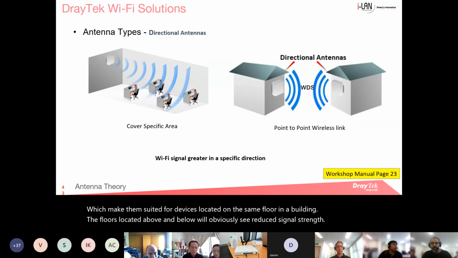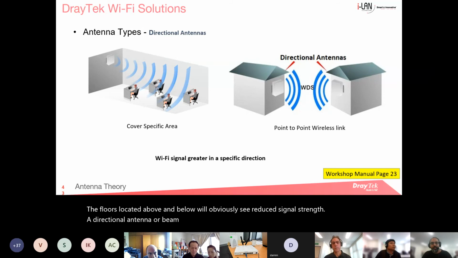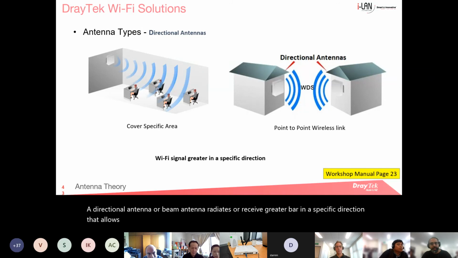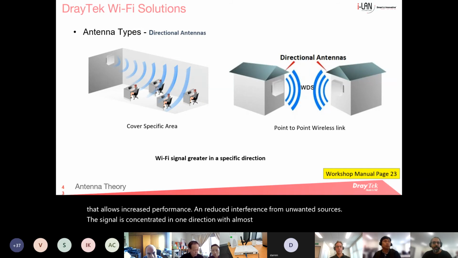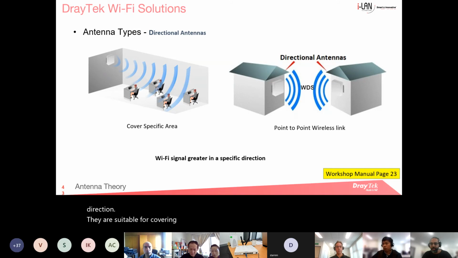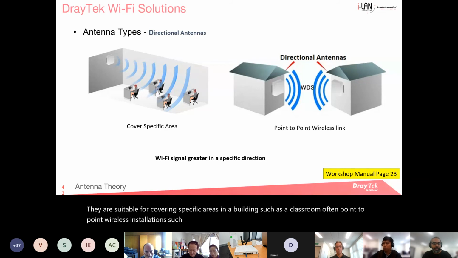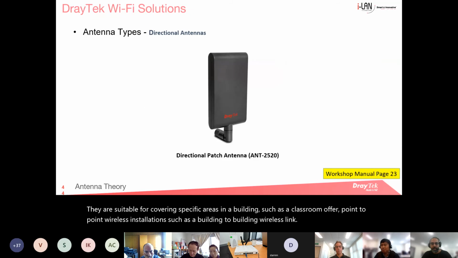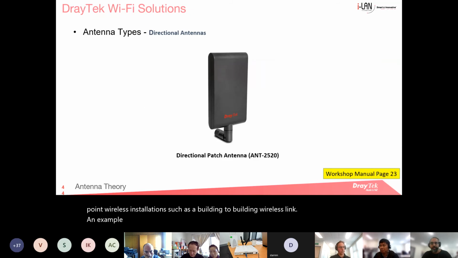A directional antenna or beam antenna radiates or receives greater power in a specific direction that allows increased performance and reduced interference from unwanted sources. The signal is concentrated in one direction with almost no signal behind it in the opposite direction. They are suitable for covering specific areas in a building such as a classroom, or for point-to-point wireless installations such as a building-to-building wireless link. An example of a directional antenna that's used with DrayTek wireless routers and APs is the ANT2520 shown here.